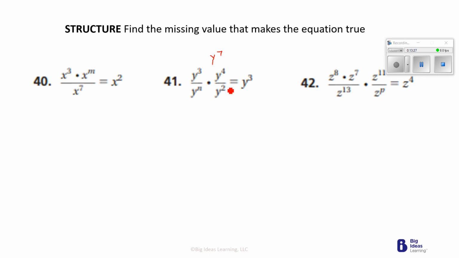And I know 7 minus 2 is 5. So I would need another 2 over here, right? Because then this would be 4, and 7 minus 4 is 3. So yeah, this is basically 7, this y is going to have to equal y to the 2 power. And then this would be y to the 4th. And 7 minus 4 will be 3. So yes, when n is equal to 2.